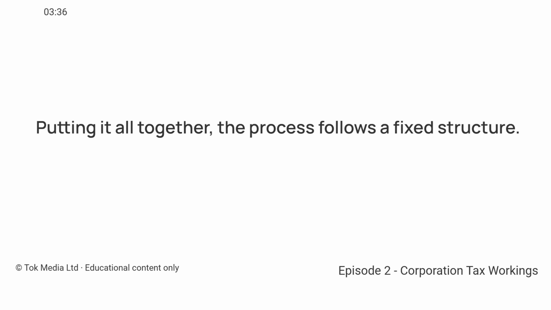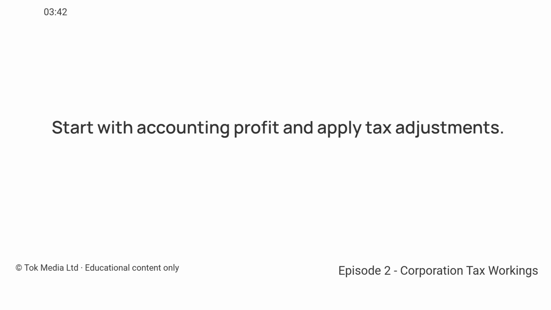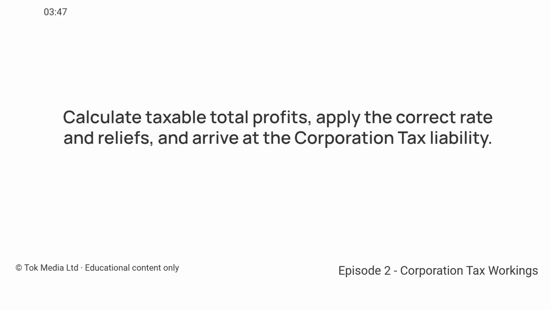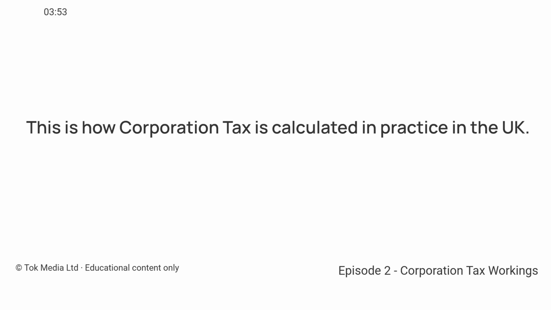Putting it all together, the process follows a fixed structure. Identify the chargeable accounting period. Start with accounting profit and apply tax adjustments. Calculate taxable total profits, apply the correct rate and reliefs, and arrive at the corporation tax liability. This is how corporation tax is calculated in practice in the UK.